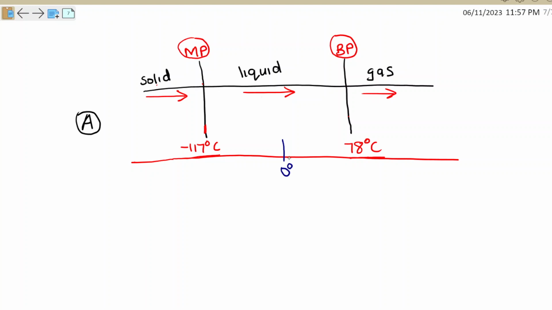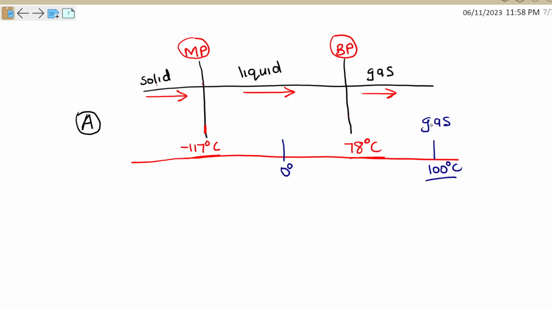Let's say that is 0. Where is 100? 100 must be somewhere here, above 78. So at 100 Celsius degrees, substance A, we see that it is a gas. So it is not liquid.